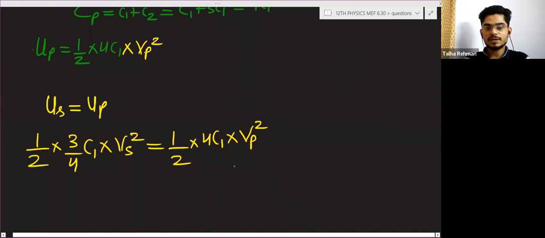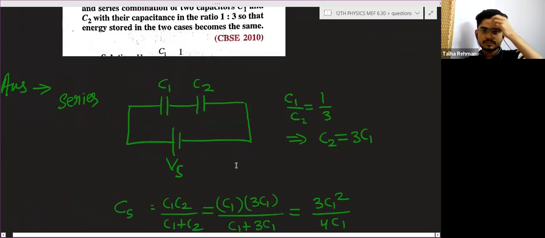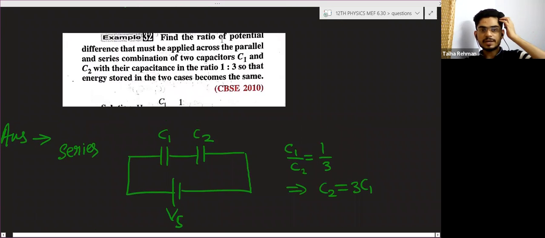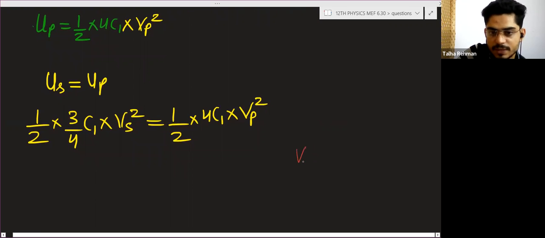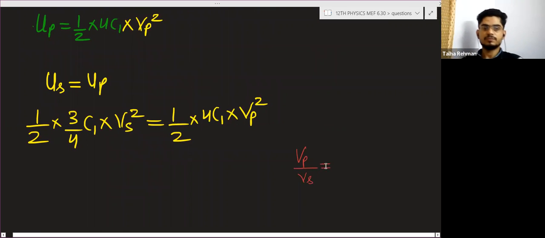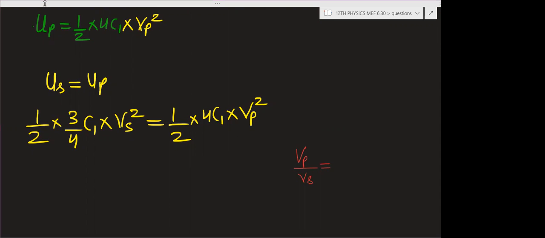Nawal, can you tell me the ratio of voltages? We have to find the parallel. VP by VS, I need VP by VS. Please tell me the answer. Okay, please calculate it.